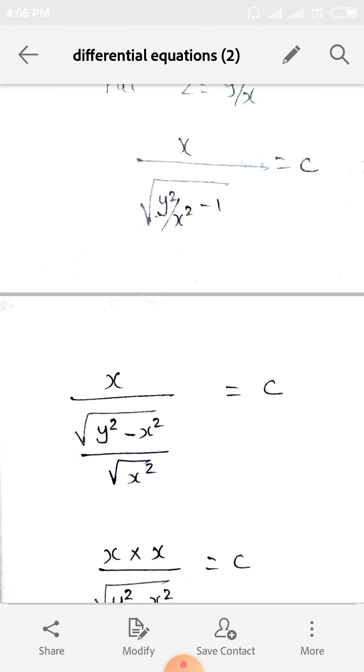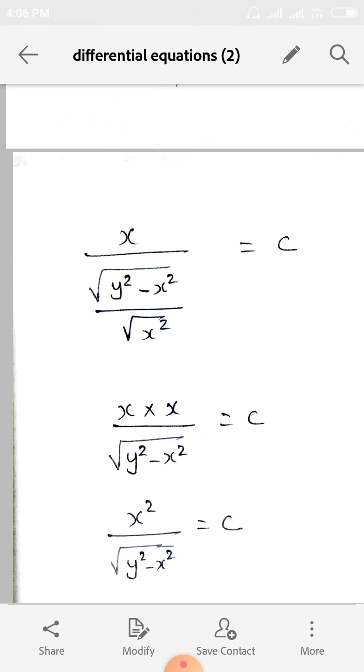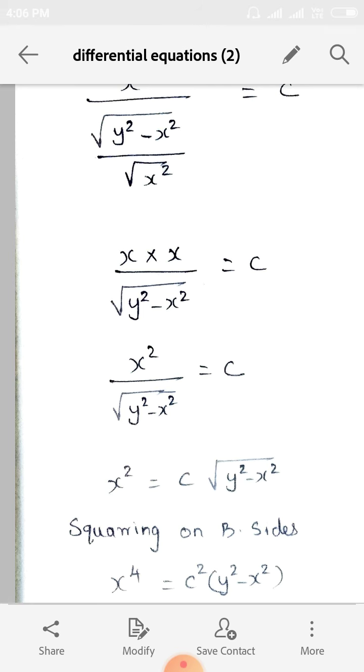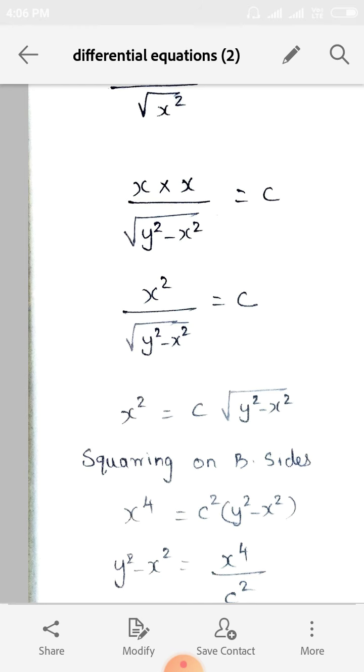Next step, x divided by, we have to apply the LCM. So we get root y square minus x square by root x square is equal to c. See the denominator, we just take the reciprocal, it becomes x into root x square, which becomes x. So x into x by root y square minus x square is equal to c. It becomes x square by root y square minus x square is equal to c. Next step, you have to just cross multiply. x square is equal to c root y square minus x square.